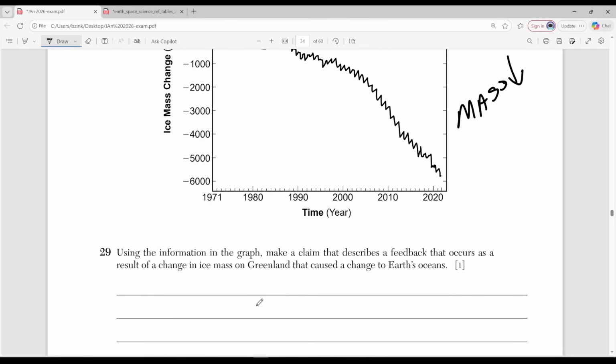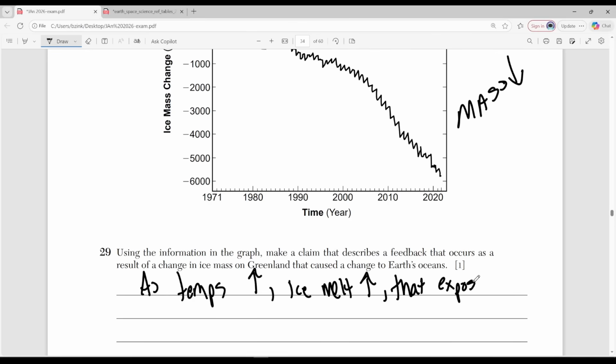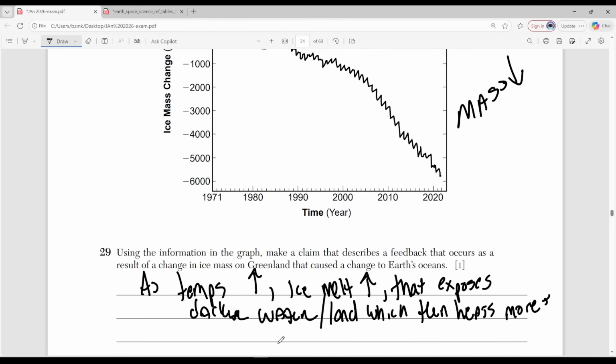So I would say, as temperatures increase, ice melt increases, right? That exposes darker water and land, which then heats more and melts more ice. That's the one that I like.